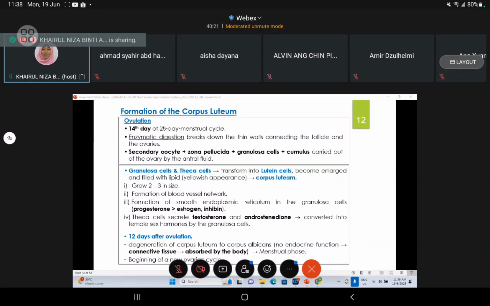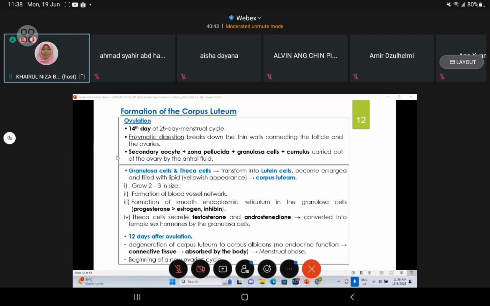What happens is enzymatic digestion will break down the thin walls connecting the follicle and the ovaries. Okay, because we know that the follicle started its development in the ovaries, so it was well housed in the ovaries in the beginning.